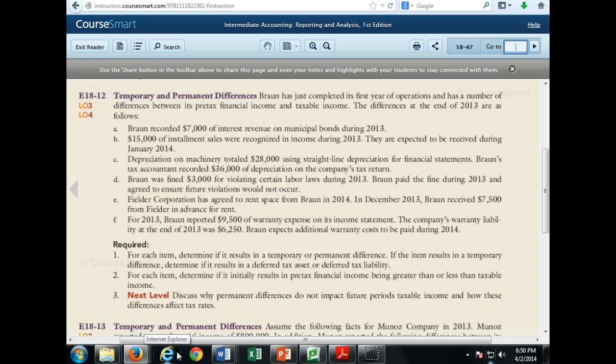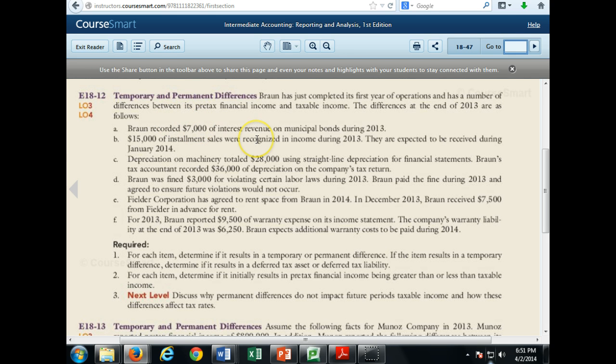We doing okay? Okay. So, we're going to just start here just so I don't confuse everybody. Braun has completed its first year of operations and has a number of differences between its pre-tax financial income and taxable income. The differences at the end of 2013 are as follows.